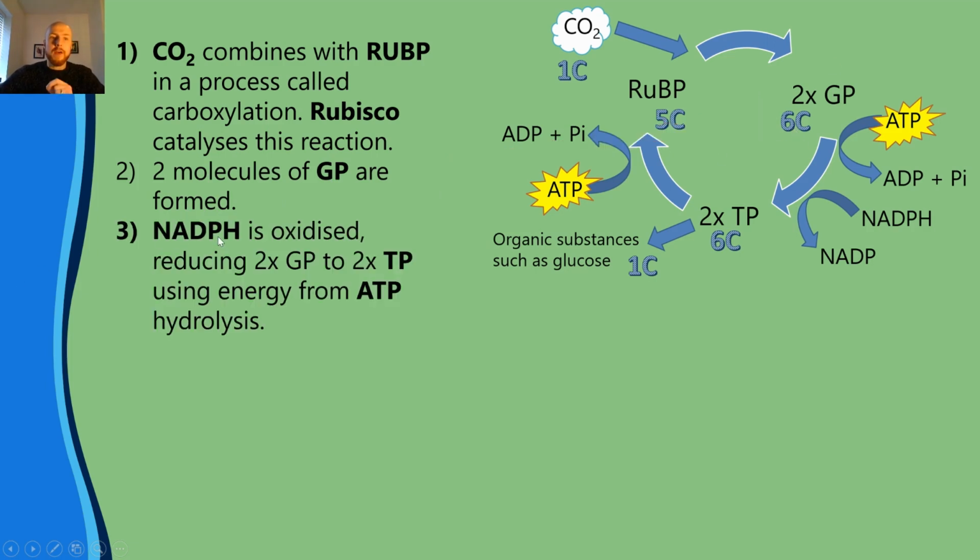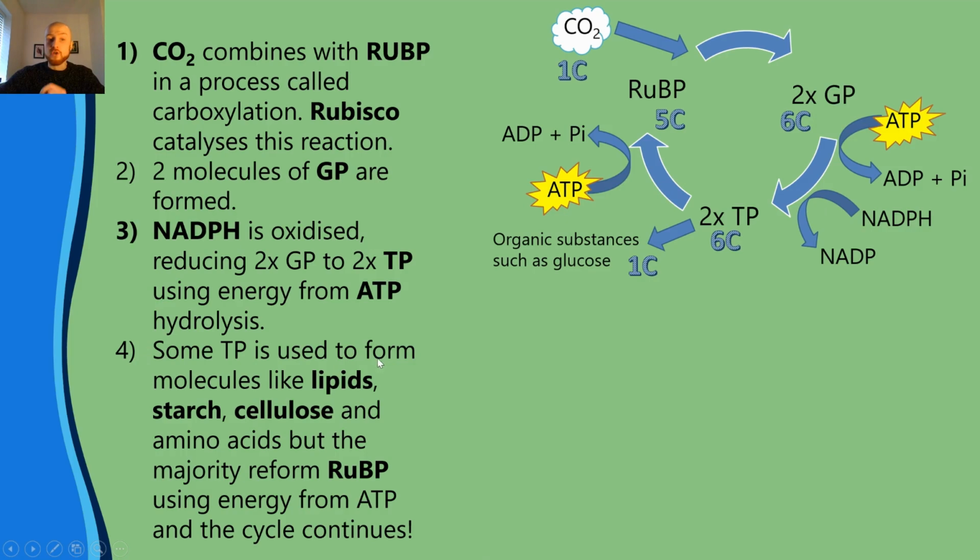Now next, NADPH is oxidized using 2 times GP to 2 times TP using energy from ATP hydrolysis. So that universal energy currency has been broken down, releasing a packet of energy that drives the oxidation of GP to TP. So we can see that happening here. 2 times GP goes to 2 times TP using ATP.